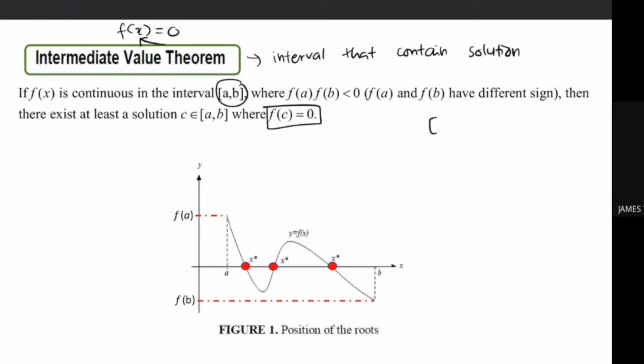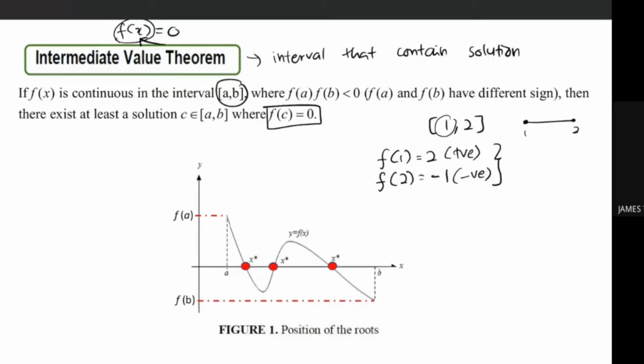Let's say I put the interval 1 to 2. Then we find f(1). You substitute x equal to 1 in this f(x), and let's say you get 2. And then find f(2), then you get negative 1. You notice here f(1) and f(2) have different sign. This one is positive and f(2) is negative. So based on this theorem, there exists a solution in this interval. There exists the root of x.